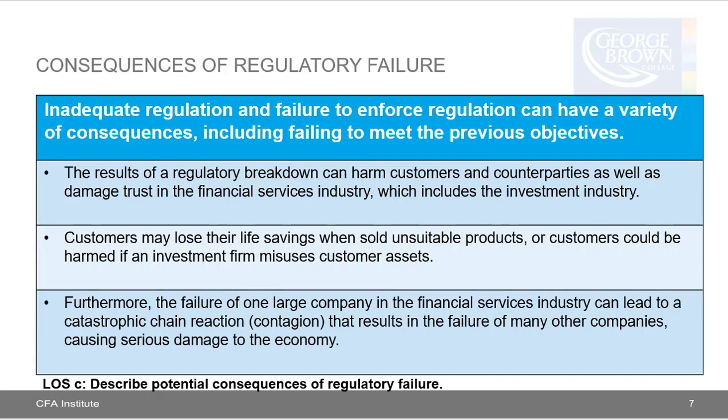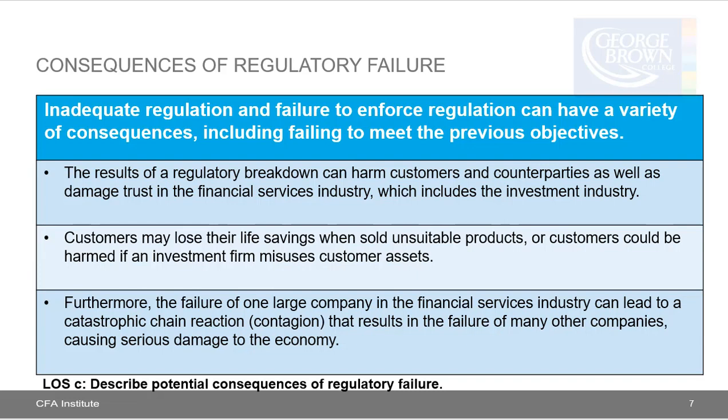And the final bullet point for this slide is, furthermore, the failure of one large company in the financial services industry can lead to a catastrophic chain reaction, a contagion that results in the failure of many other companies, causing serious damage to the economy. So you can see this is a little bit of overlap to Chapter 2. If you've gone through Chapter 2, it talked about the Bernie Madoff Ponzi scheme, which relates to bullet number 2, customers lost their life savings through fraud.